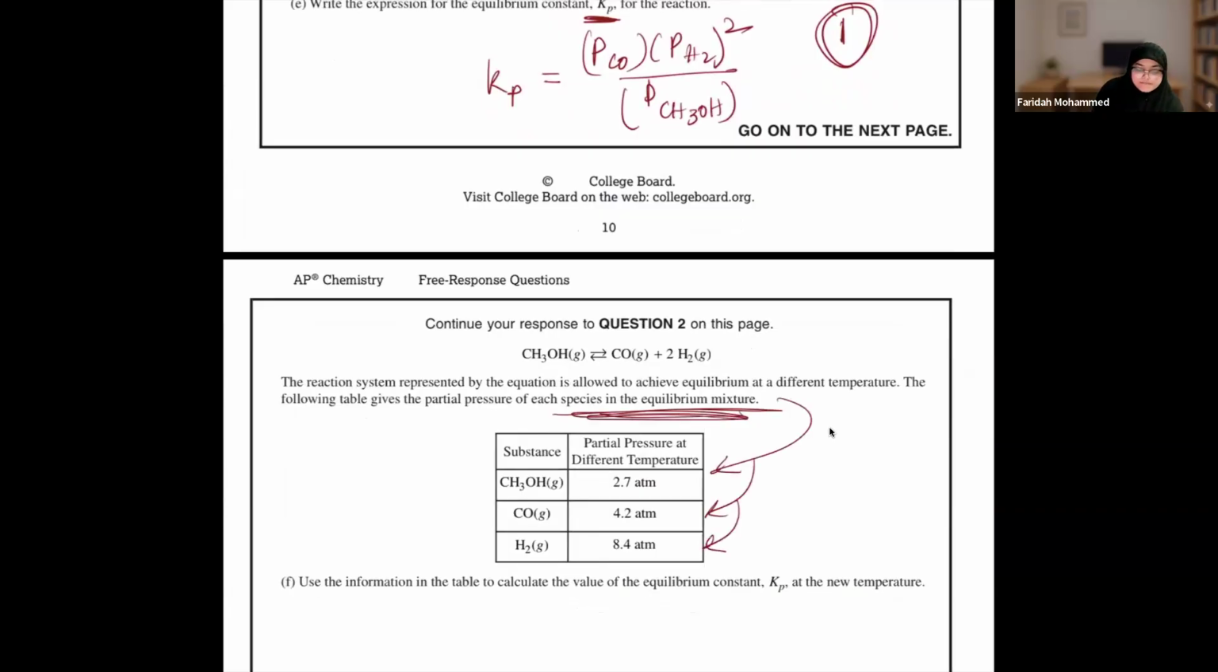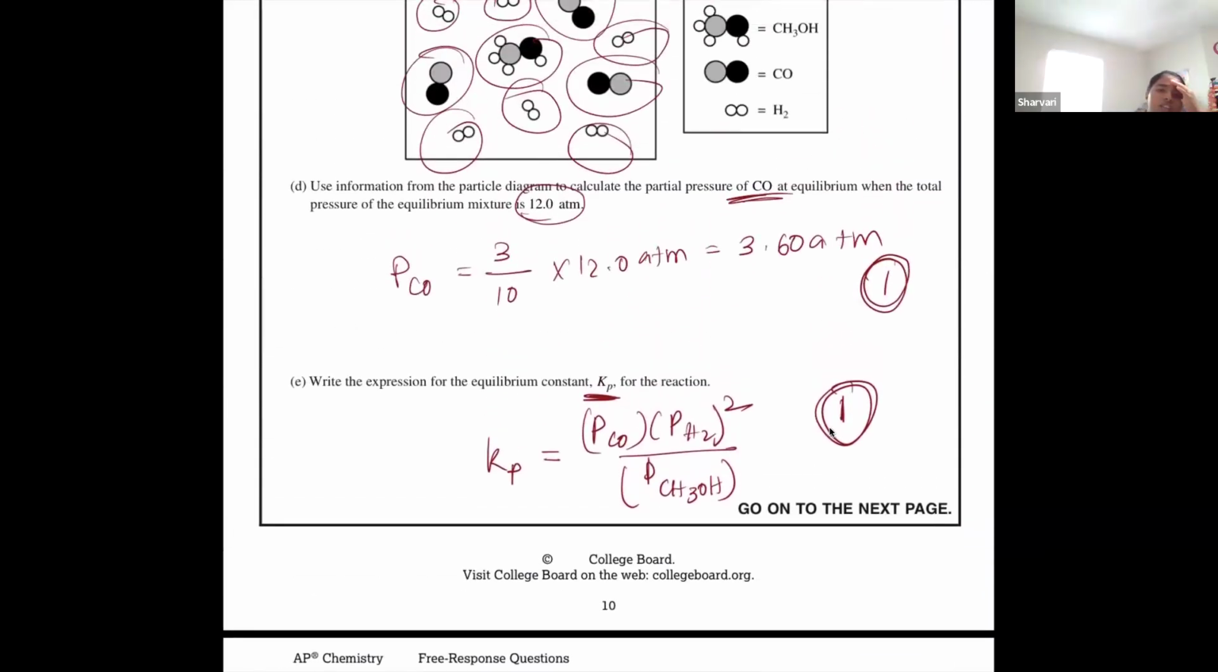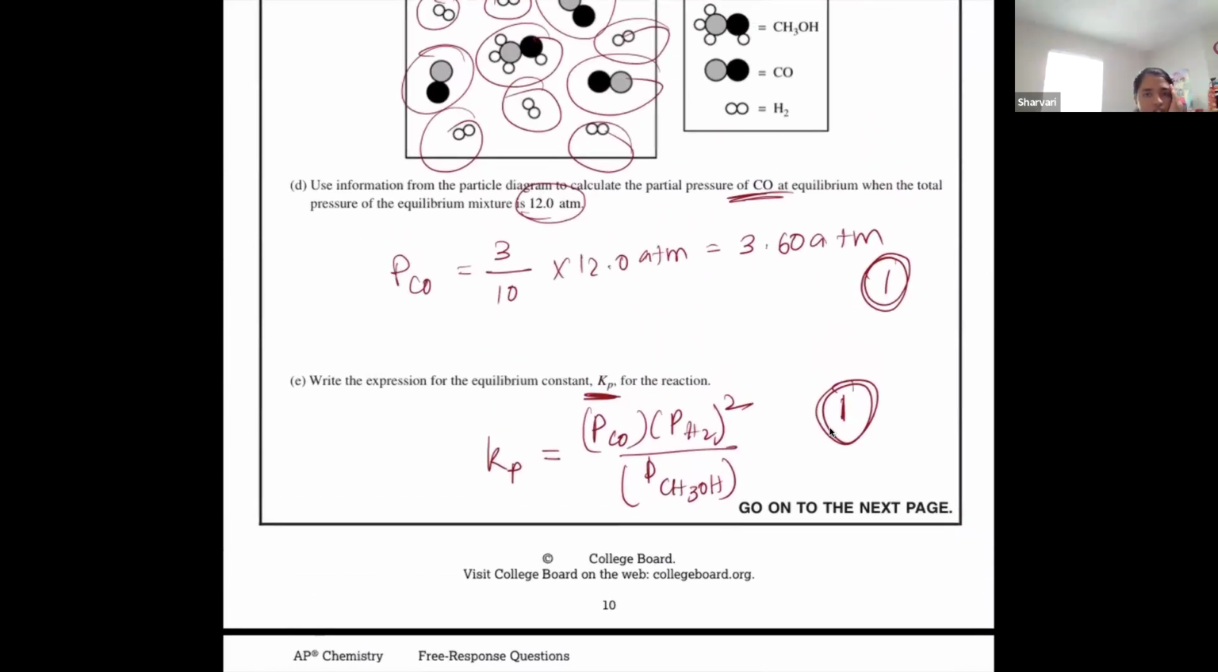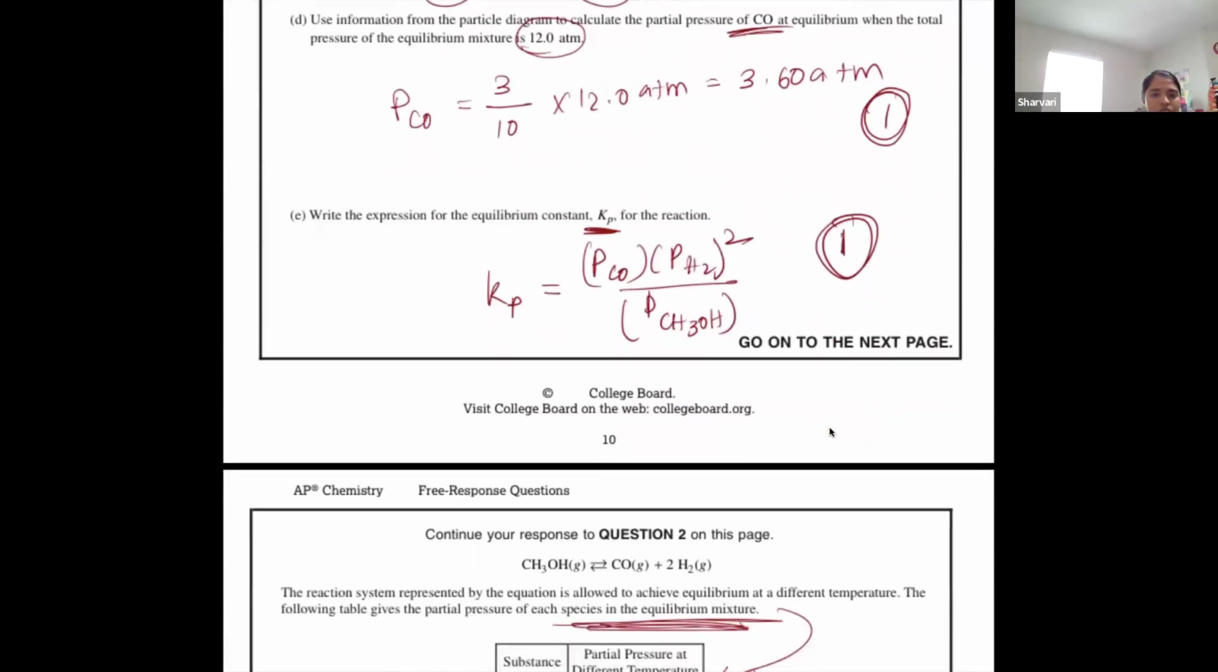Yes, Sharbari? I wanted to ask if it was okay if for part D you left it as a fraction. Fraction? What do you mean? Like when I put it in my calculator, I got 18/5 and I just kind of left it like that. Make sure to fix your calculator, okay? Put it in decimal.